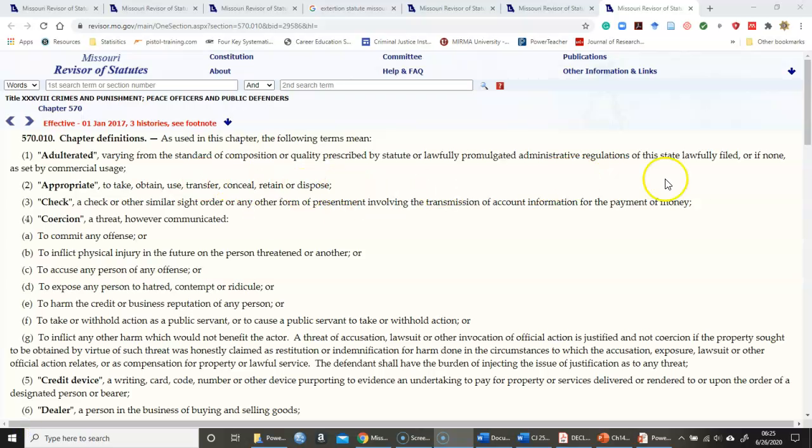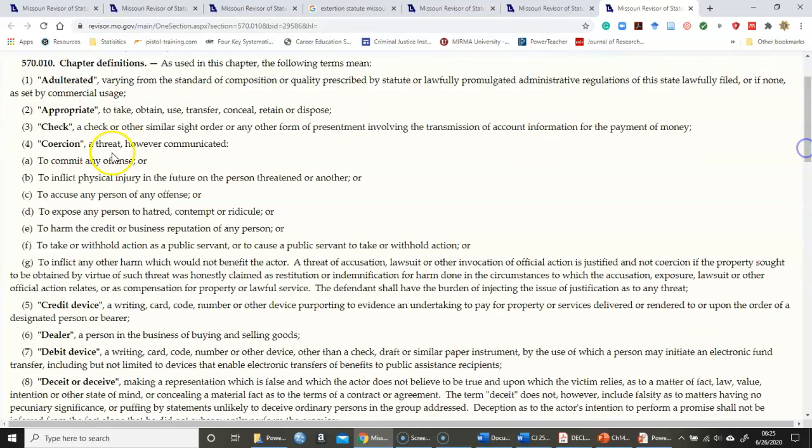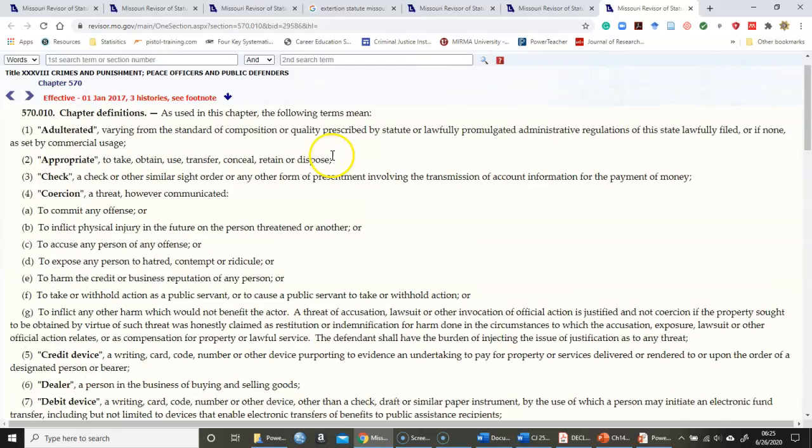Definitions are what make our crimes, and we've been able to follow them. For example, if you start looking at extortion in your textbook and then try to find that in the RSMO, you're going to have some difficulty. But if you look at the definitions as far as coercion, to expose a person to hatred, contempt, or ridicule, to harm their credit, business reputation, you can start seeing that coercion meets the definition of extortion.